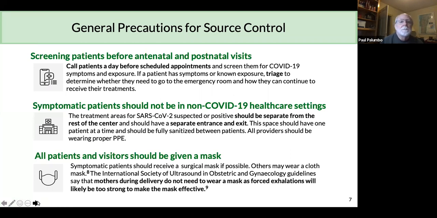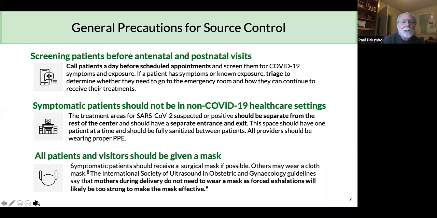So, what general precautions for infection control might we consider? And again, this is going to be variable based on what's feasible, what resources are available locally, and what the epidemiology is in the region where the plans are being considered.